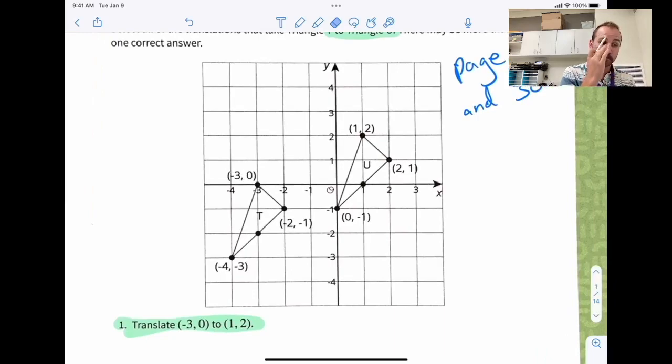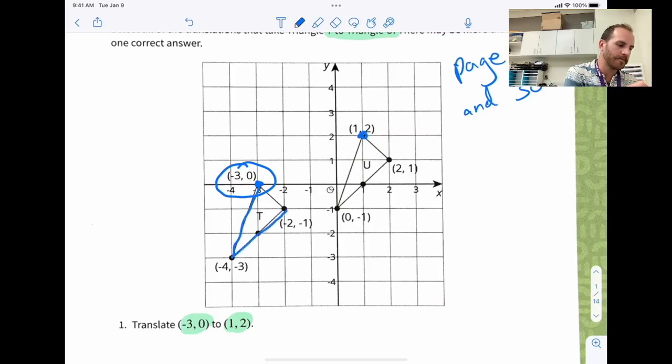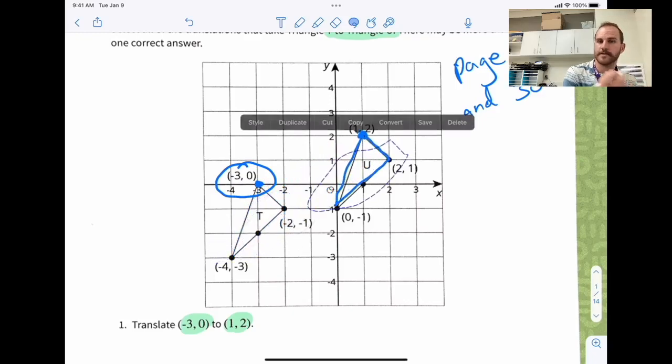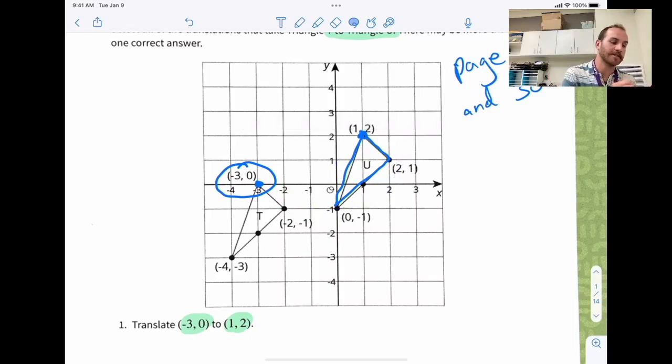Okay, so right here, let's look at a few of these. The first one is translate negative 3, 0 to 1, 2. Negative 3, 0 is this coordinate here. We're translating that coordinate to right here, 1, 2. Well, if we do that, does the triangle line up? Let's see. It does. So that is a transformation that works. That's taking T to U. So number 1 is an answer.